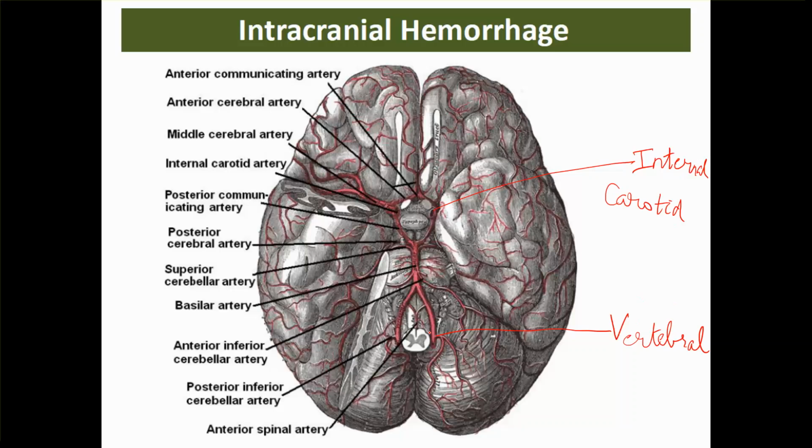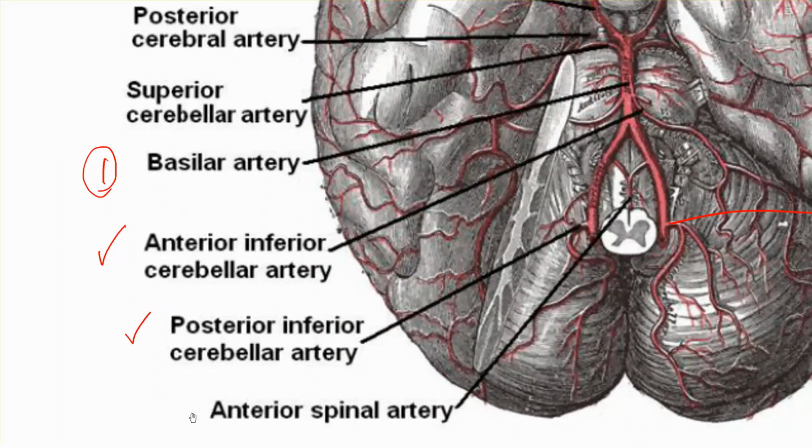So the two vertebral arteries join to form the basilar artery. It also gives other branches, that is the anterior inferior cerebellar artery, then the posterior inferior cerebellar artery, and also the anterior spinal artery. Anyway, these are all related to the supply before it goes to the actual part of the cerebral cortex.